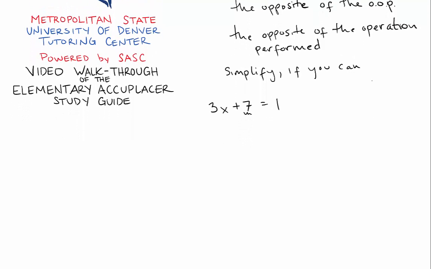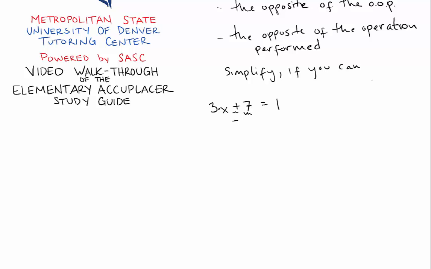Right here we have 3x plus 7, right? We have a 3 times x plus 7. So the first thing I want to get rid of is the plus 7, because that's at the end of my order of operations. So how do I get rid of that plus 7? Well, the second thing that I told you was to do the opposite operation of the operation performed. We're adding here, so I want to do the opposite operation. I'm adding, so I'm going to subtract 7.